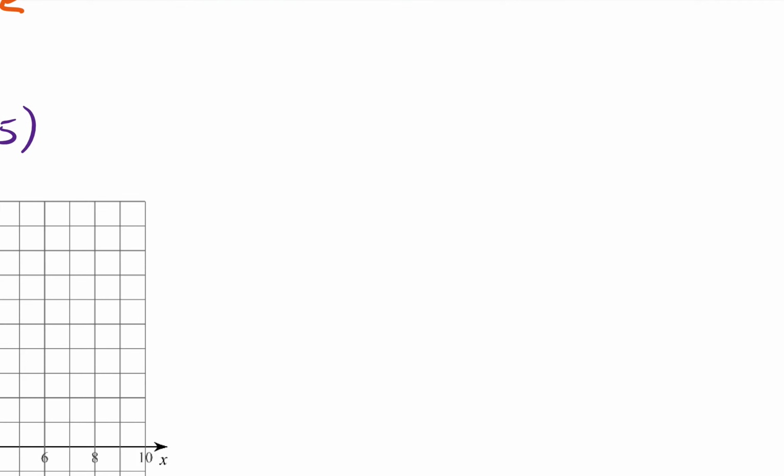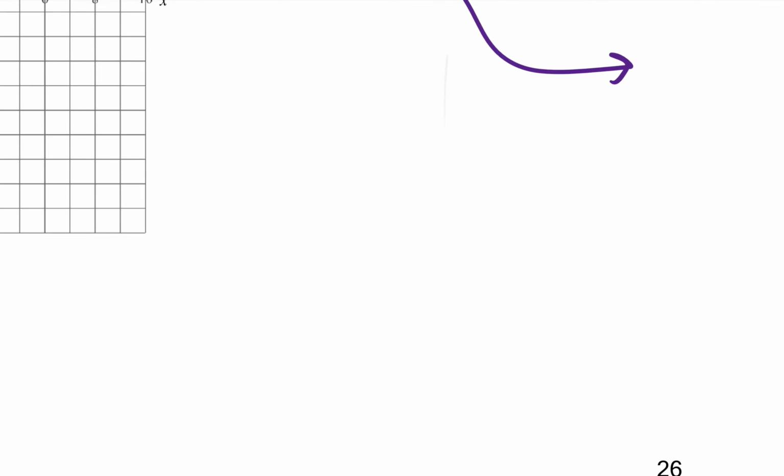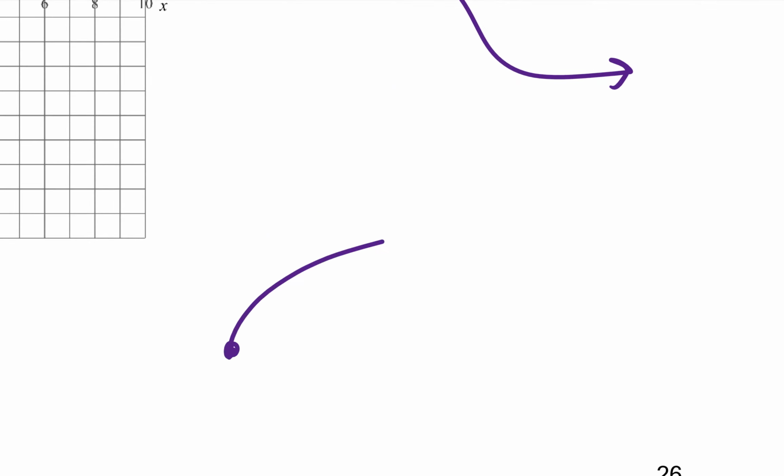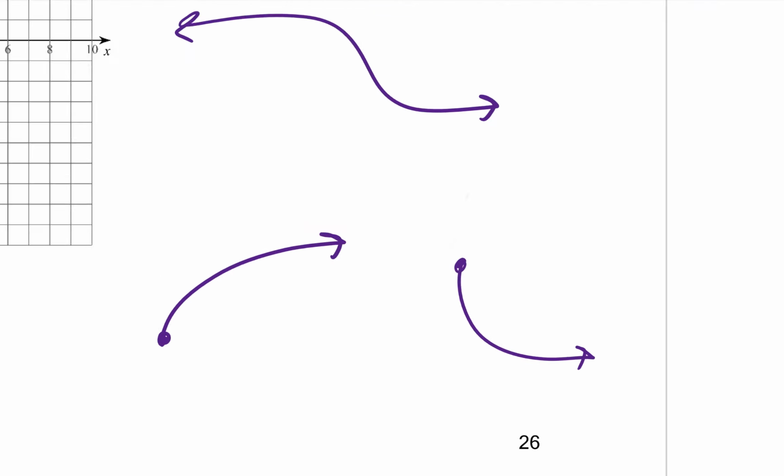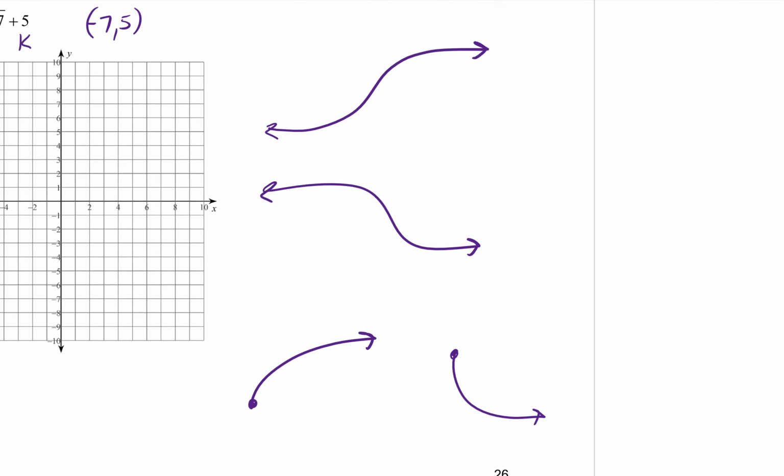So if you remember, positive cube roots go kind of like this. If it were negative, it'd just be going this way. Positive square roots start at my point and go up to the right. Negative square roots start at my point and go down to the right. So those are the only 4 shapes I should have. Nothing is a straight line. Nothing's a U, none of that stuff.